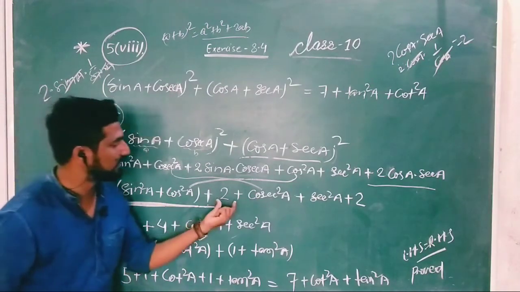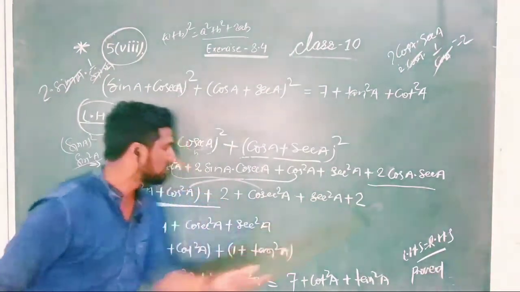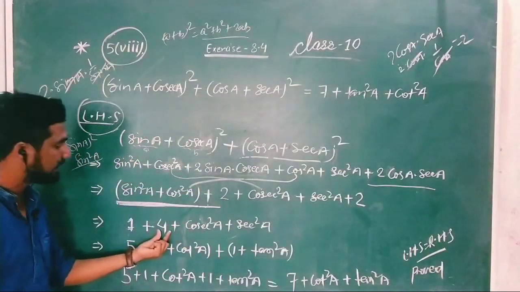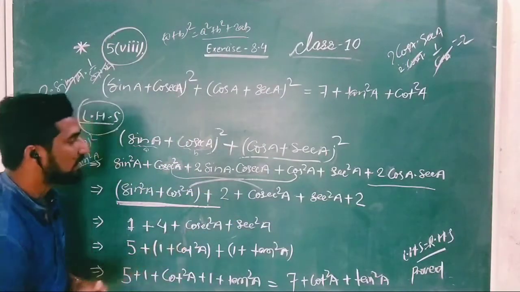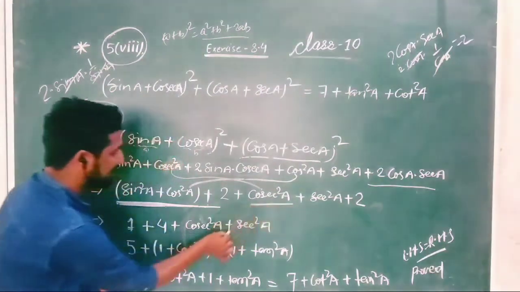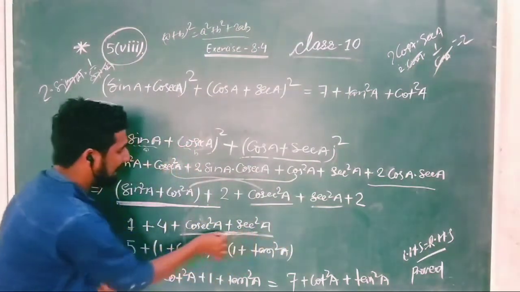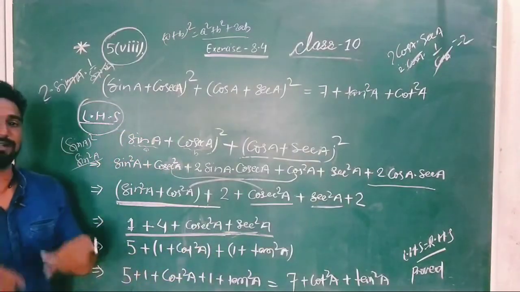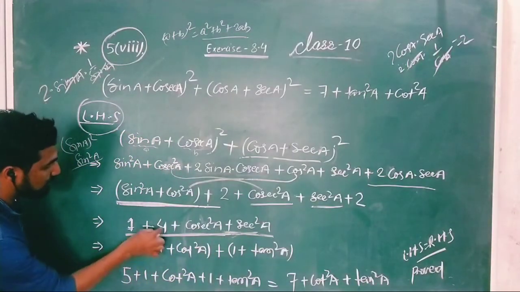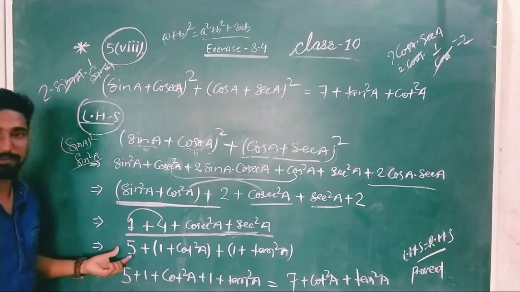Then after that you see this 2 and this 2 will be added, so it will become 4. So 4 is written here, plus 4, then plus you see this cosec squared A is written, so I have written here, and this sec squared A, so I have taken here. And this is the next step. Now in the next step what to do? Now this 4 and 1 will be added together, so it will become 5.